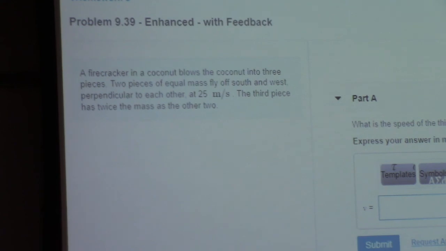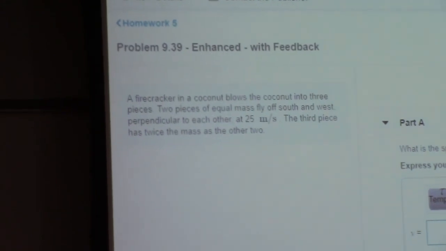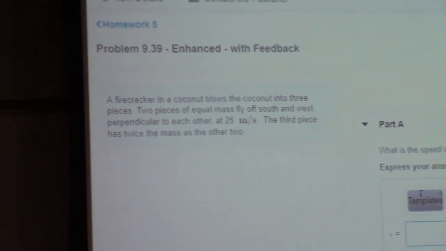Anyway, a firecracker blows a coconut into 3 pieces. So it's kind of the opposite of a collision, but it's still an internal force. So we could use conservation of momentum for this one. A firecracker blows a coconut into 3 pieces. 2 pieces of equal mass fly off south and west, perpendicular to each other at 25. The third piece has twice the mass. What is the speed of the third piece? And then what is the direction of the third piece?